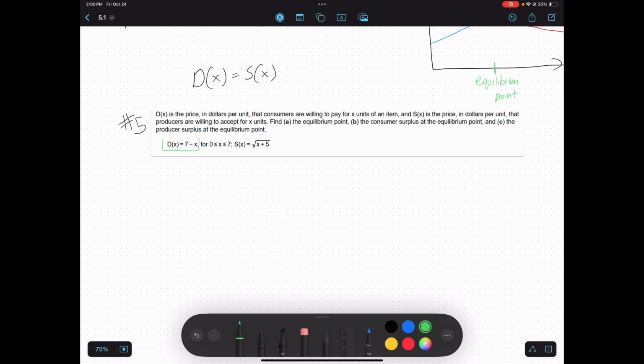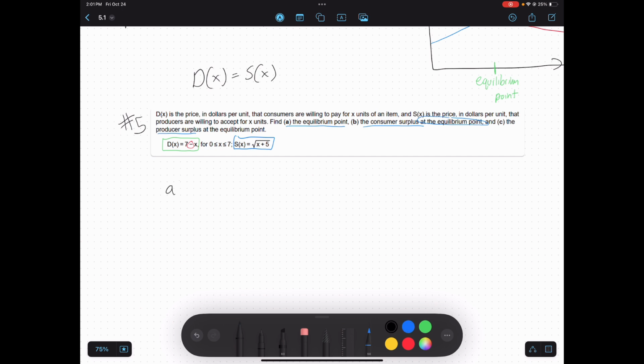If I look closely at what's given, I've got my demand function and I've got my supply function. If you were to graph those, you'd notice that your demand function has a negative slope, and I can see that because I'm minusing x. And my supply function has a positive slope. So notice the three things it's asking. First, I need to find the equilibrium point. And then I'll find consumer surplus and producer surplus at that equilibrium point.